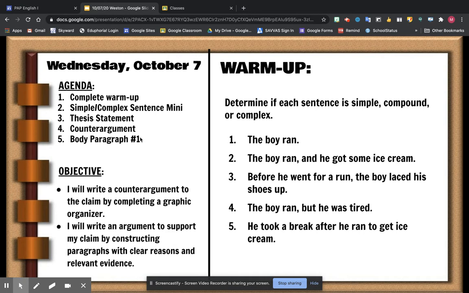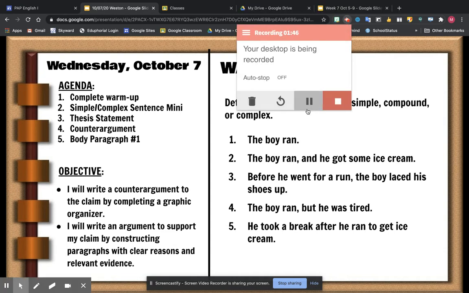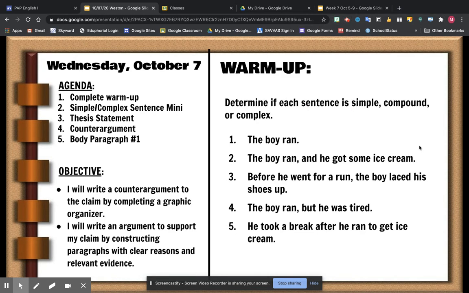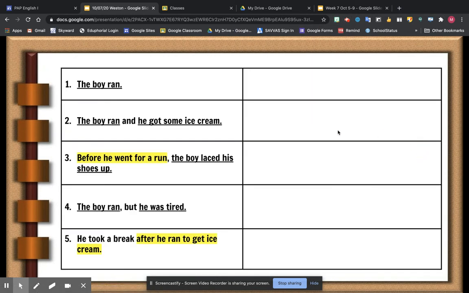So for your warm-up today, I would like for you to read these sentences and see if you can identify if they're simple, compound, or complex. So go ahead and pause your video and do the warm-up. Okay, we're going to review your warm-up. Okay, so here are your sentences.